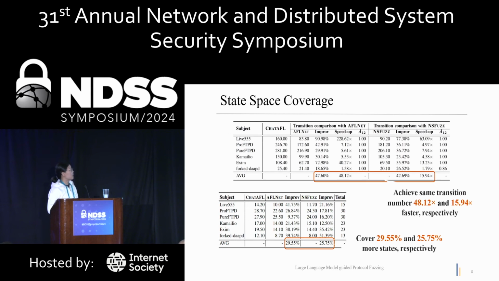So in the aspect of state coverage, we are happy to see that ChatAFL can achieve the same state transition numbers about 48 times faster than AFLNet. And compared with NSFuzz, ChatAFL can also achieve the same state transition numbers about 15 times faster. And in state coverage, ChatAFL achieves almost 30% more states than AFLNet and NSFuzz.